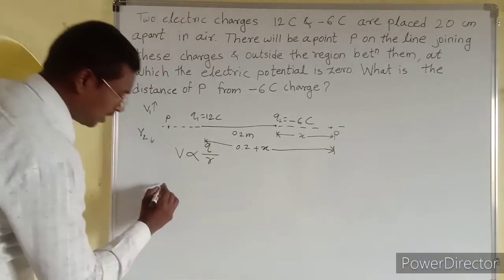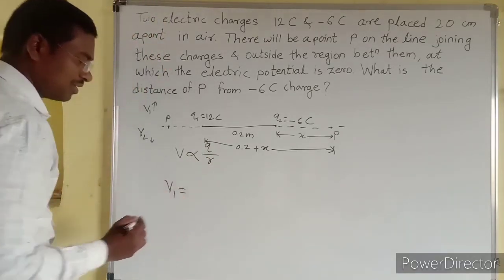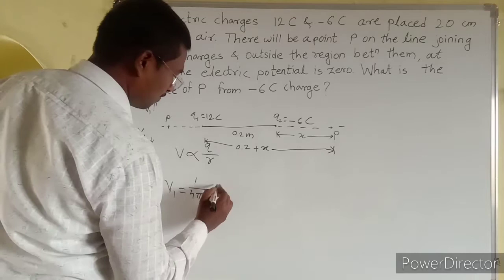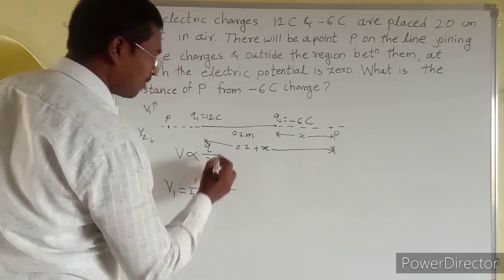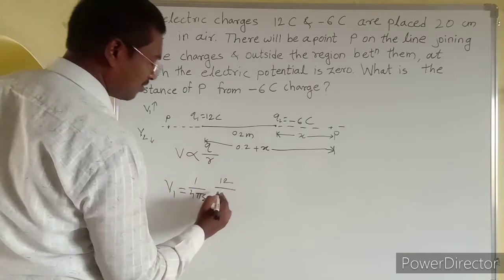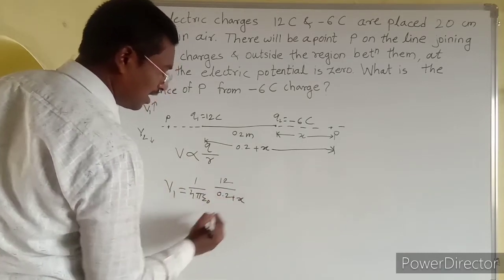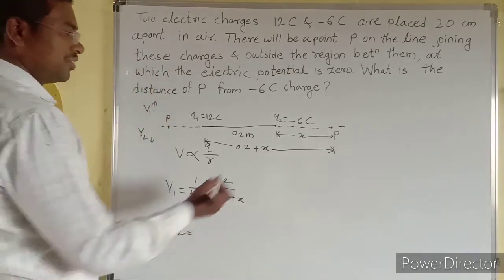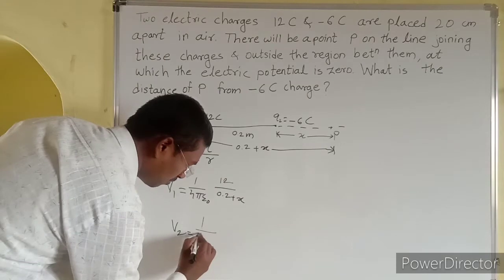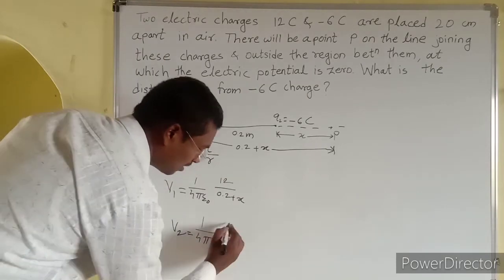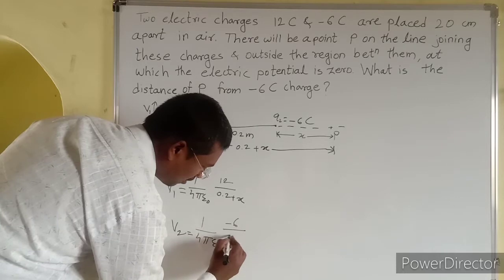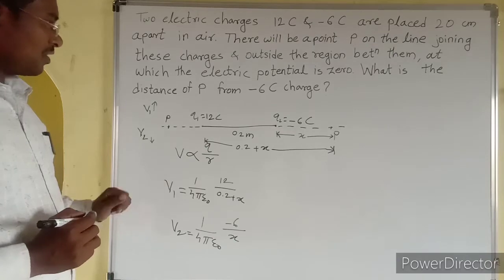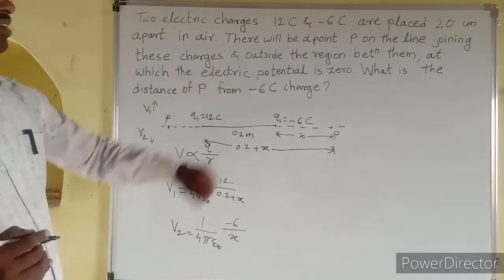Now calculate potential due to charge Q1, which is equal to 1 upon 4 pi epsilon naught times 12 coulomb upon its distance, 0.2 plus x. And calculate electric potential due to the Q2 charge, which is equal to 1 upon 4 pi epsilon naught times minus 6 coulomb upon its distance x. Okay. Now we are given that the total potential is 0.